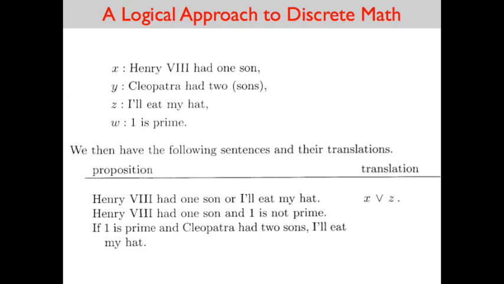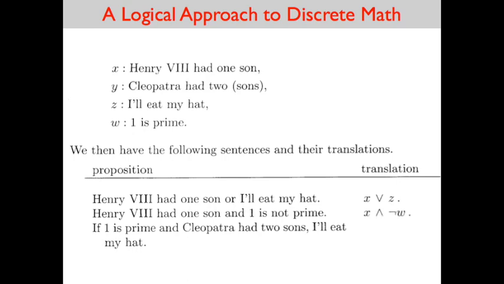And Rochelle, what happens if Henry VIII had one son and one is not prime, provided that W stands for the phrase one is prime? W is one is prime. Right, so not W. Okay, so what is the expression? X and not W. Correct.